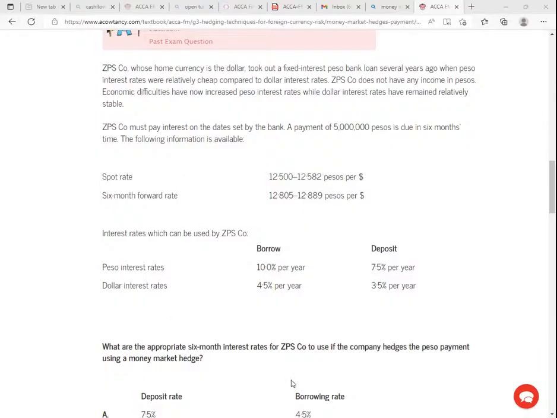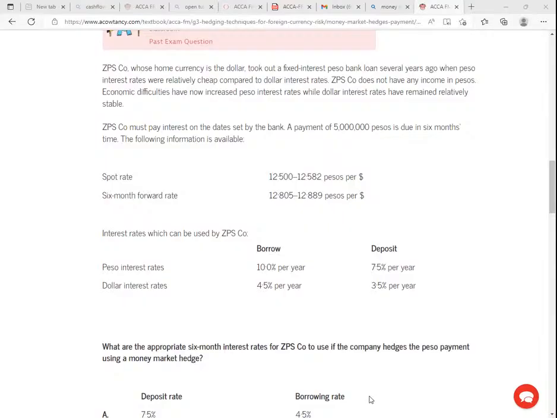I am not getting enough answers. I don't know if the board is confusing you. Great, now they're coming in. Remember, it is 12.5 to 12.582 pesos per dollar.